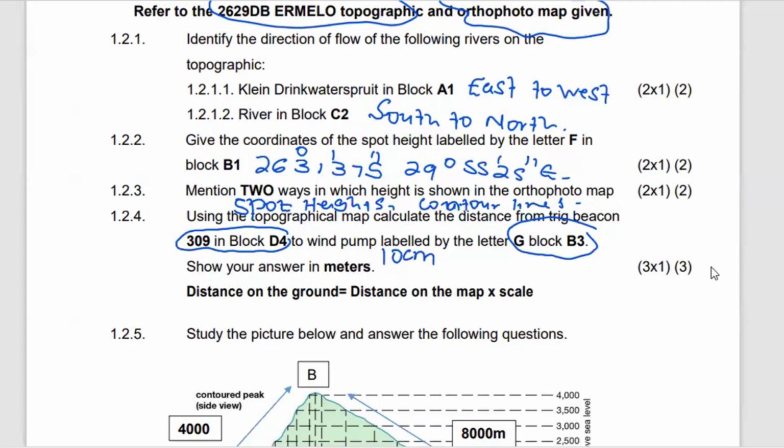All right, you have 10 centimeters, then you need to multiply the 10 centimeters by the map scale. Remember they said using a topographic map. So with the topographic map, in meters, we are going to multiply by 500 meters. Then we multiply 10 and 500, and our answer will be 5,000 meters. All right, so that is it.